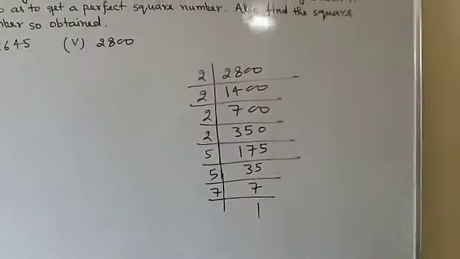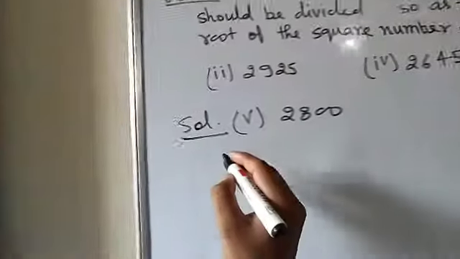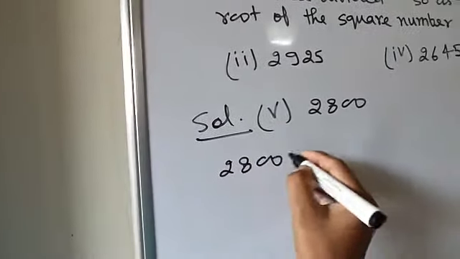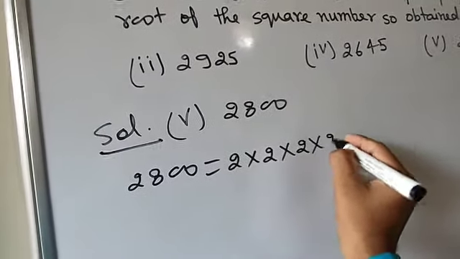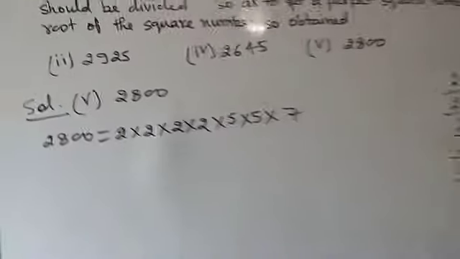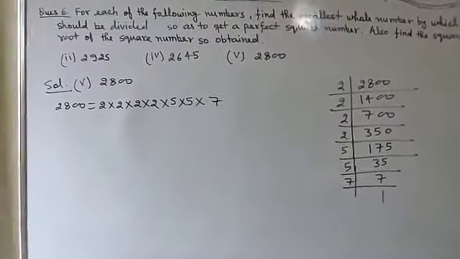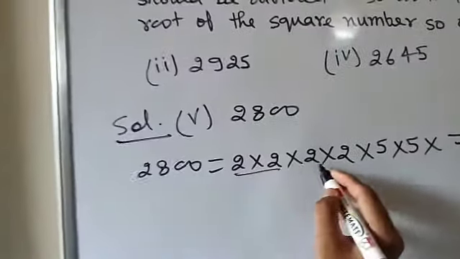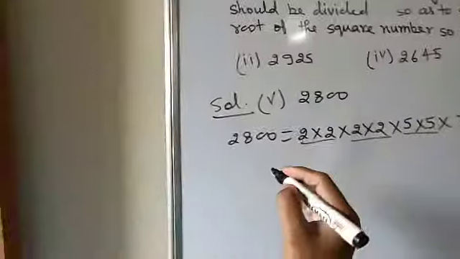So these are the factors of 2800. So here I am going to write 2800 equals 2 into 2 into 2 into 2 into 5 into 5 into 7. So here I have written all the factors of 2800. Now if you make the pairing, 2 is in a pair, 2 is in a pair, 5 is in a pair, but 7 is unpaired. So your answer will be 7.